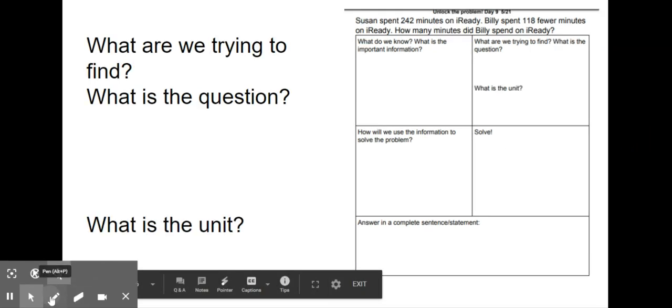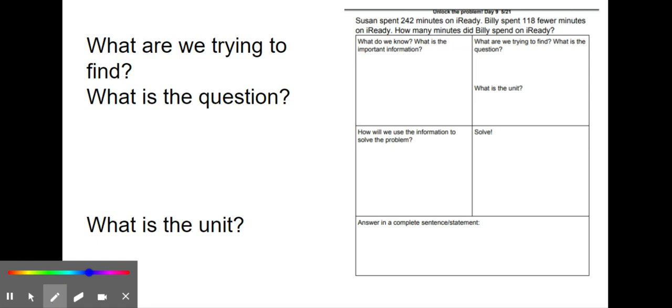Okay, so next let's think about what are we trying to find and what is the question? So I'm going to go back to the problem and I'm going to underline the question. So the question is, how many minutes did Billy spend on iReady? Okay, so if that is the question, within the question, it should help me figure out the unit. So what is the unit? So I'm trying to find how many minutes Billy spent on iReady.